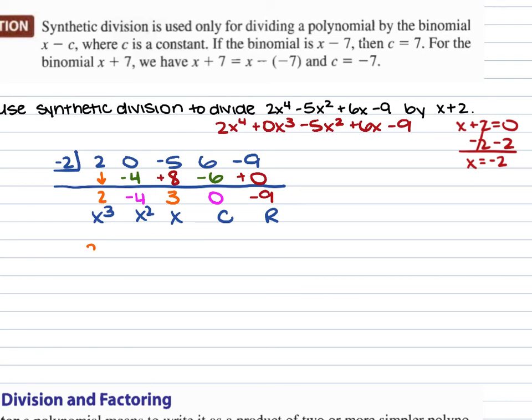So now put this all together. This is going to give you 2x cubed minus 4x squared plus 3x plus 0, which we don't have to write, plus our remainder, which is negative 9, over the binomial that we were dividing by, which is x plus 2. From here, you're done.